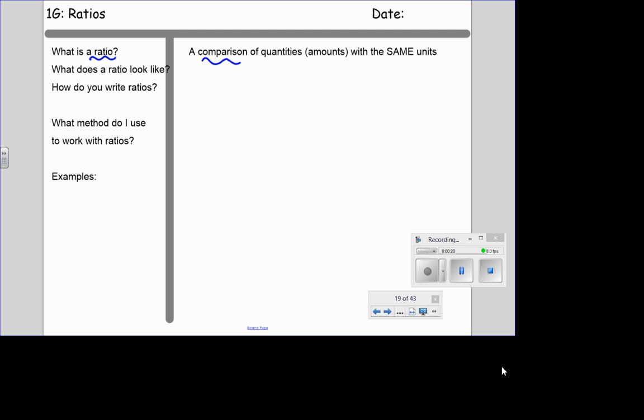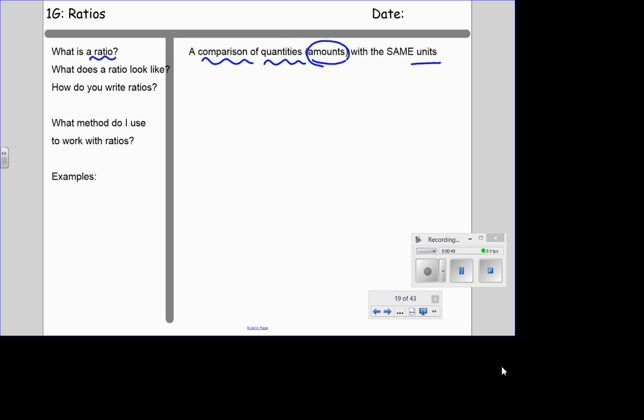And a ratio is just a comparison of quantities. Quantity just means an amount of something. And we're really looking at the same units. So we're not really changing units yet when we're dealing with ratios. It might be a certain amount of money to another amount of money. It might be students in a classroom, maybe the boys to girls in a classroom. So we're always talking about the same item or quantity, different amounts, but the same units, whatever we're measuring.